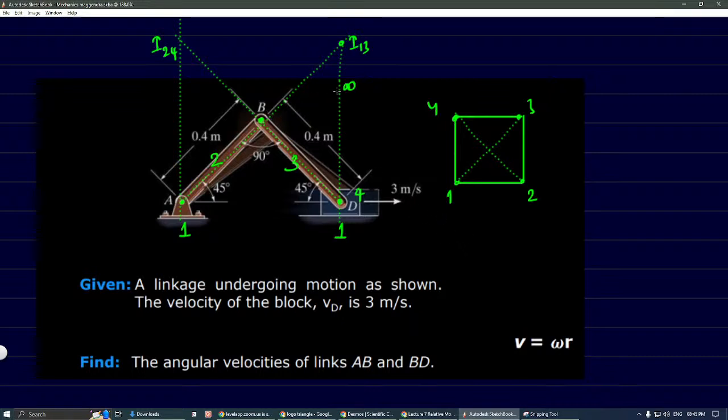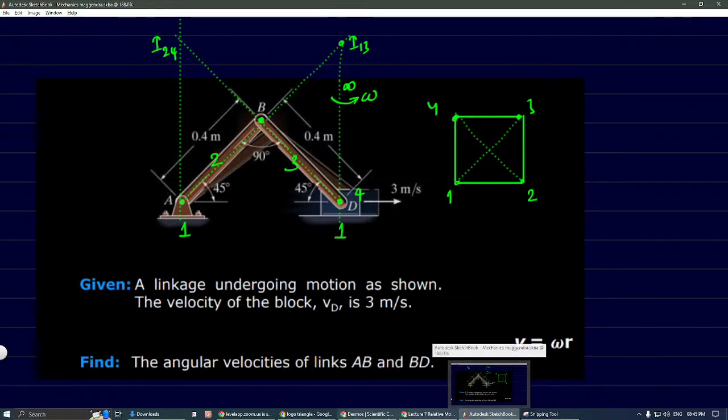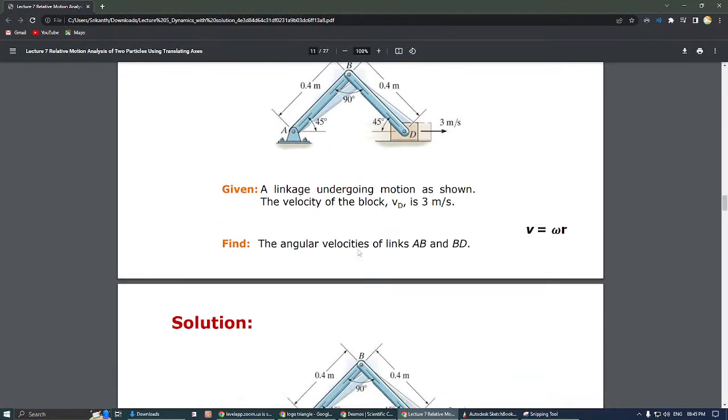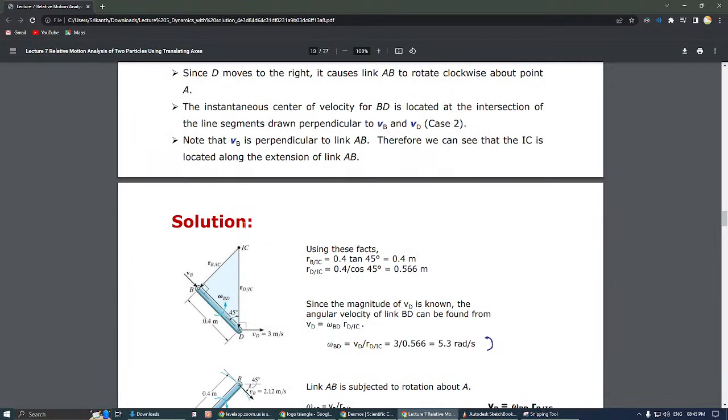So here we have to find this omega. That omega will be the omega for link BD. For that we need this length D to I13. How to find D to I13? So we basically use graphical method here in India. I don't know how he expects you to do it. Let me see here. Yeah, so he is building a triangle here, you can see.